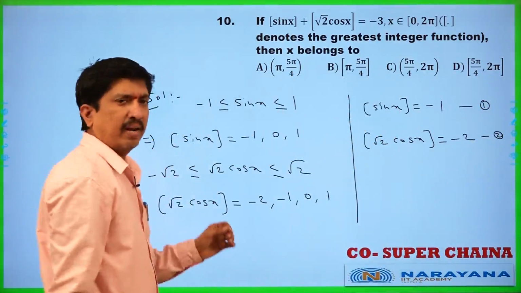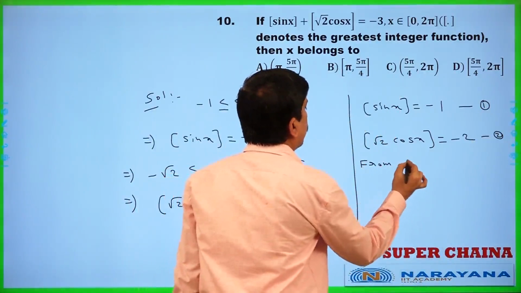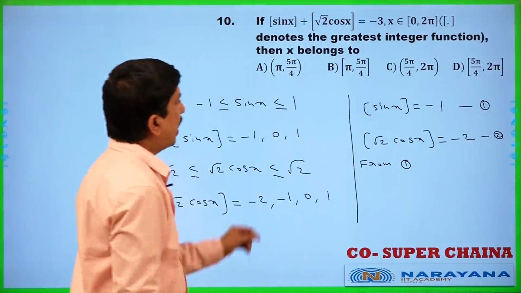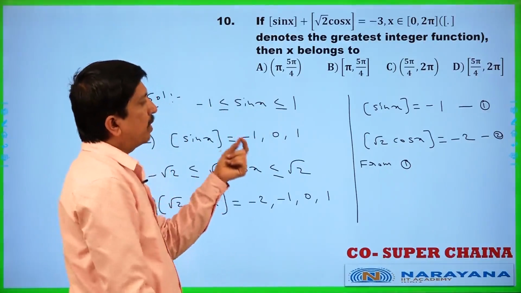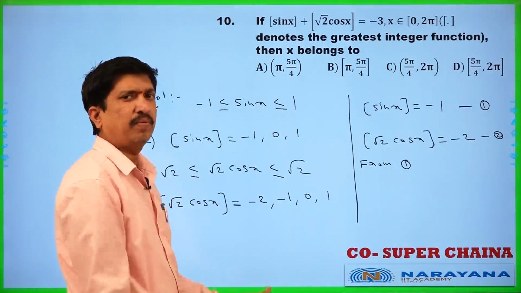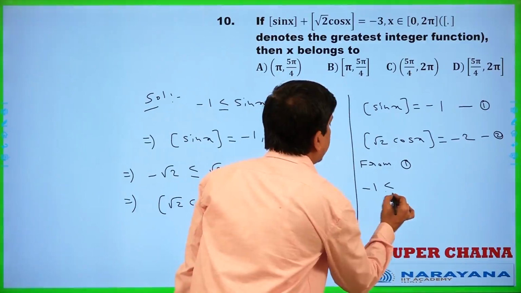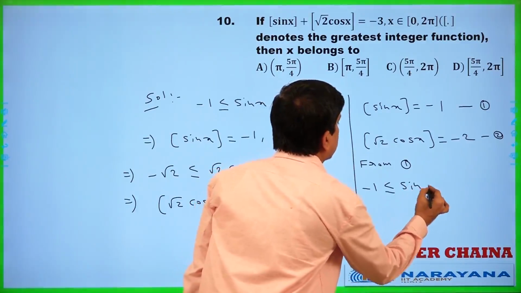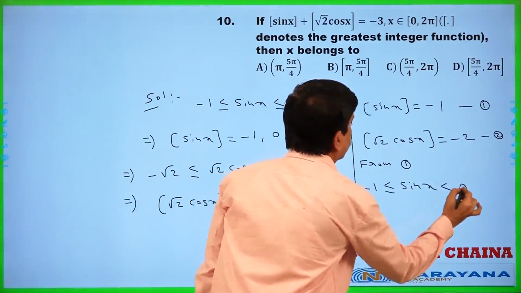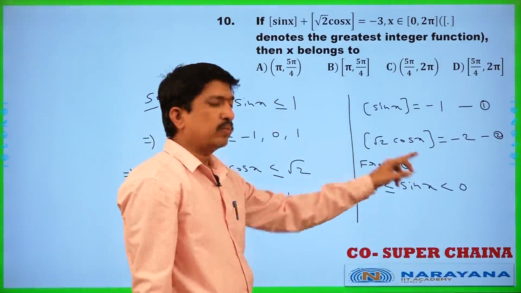Now, from equation 1, what will happen? From 1 you can write [sin x] is equal to minus 1. According to the step function definition we will write minus 1 less than or equal to sin x less than 0, step function definition like that, n equal to minus 1, n plus 1 is 0 only.